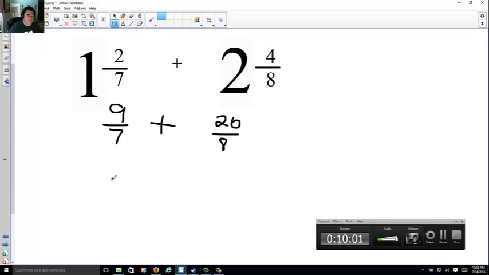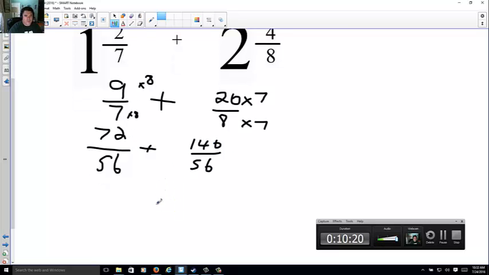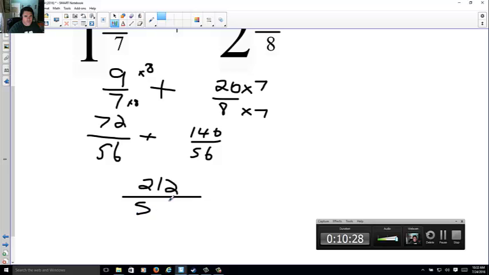Now 7 and 8 meet at 56, so this is going to be a big one here. All right, times the bottom by 8, times the top by 8. 72. And then 8 times 7 times 7, which makes 140 over 56. 72 plus 140 is going to be 212, I believe. 212, that sounds right, over 56.